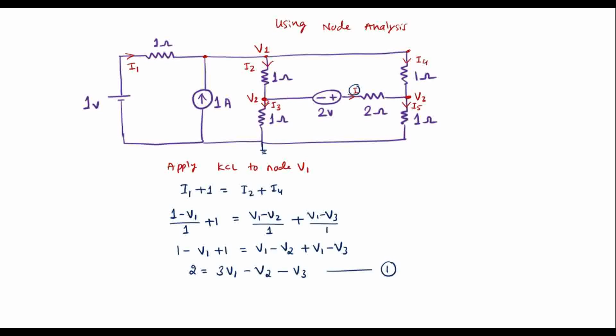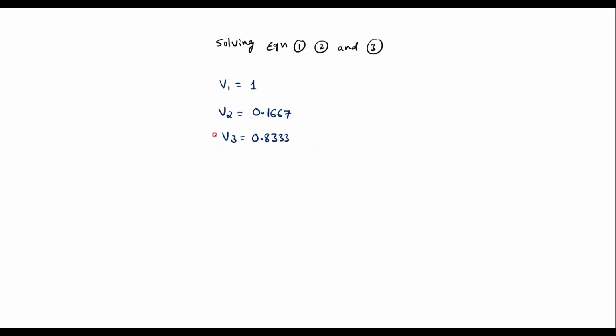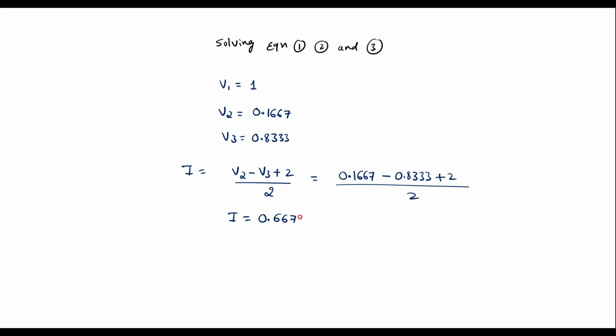So we know that I is nothing but V2 minus V3 plus 2 divided by 2. That is V2 value is 0.1667 minus V3 is 0.8333 plus 2 divided by 2. So solving this we will get I is equal to 0.667 amps.